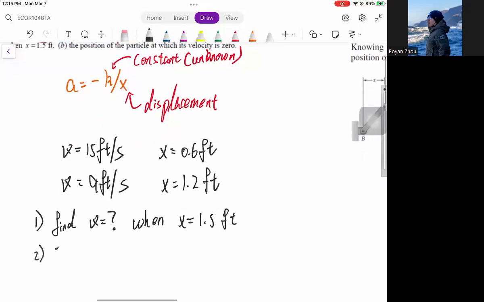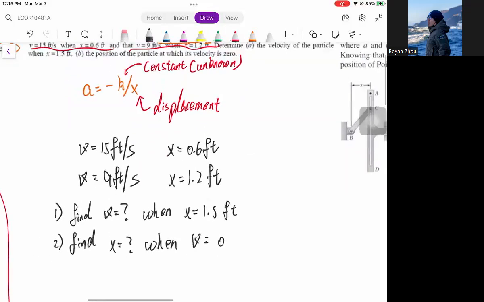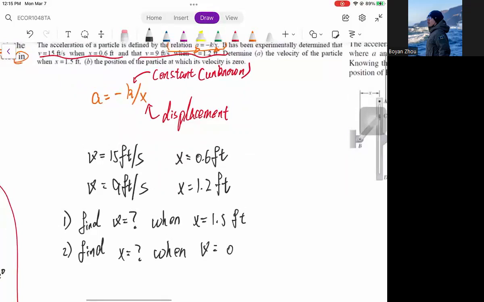And the second one is we're going to find the displacement when we know the velocity is equal to 0. So we have an equation here, but it is not a full equation. We have an unknown value here, but we also have some known conditions. First we want to find the actual value of K. After we find K, we have the full equation, and then we can use it to solve our first and second questions.